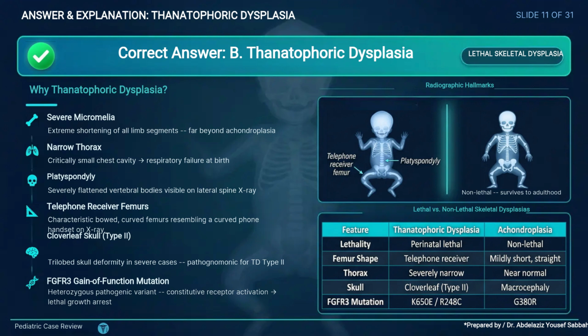Type 2 thanatophoric dysplasia is further distinguished by the cloverleaf skull deformity, also called Kleeblattschädel, which is a trilobed cranial deformity. It is caused by a gain-of-function mutation in the fibroblast growth factor receptor 3 gene, specifically K650E in type 1 and R248C in type 2. Distinct from the G380R mutations seen in achondroplasia. Unlike achondroplasia, which is non-lethal, thanatophoric dysplasia leads to perinatal death due to respiratory failure from thoracic restriction.